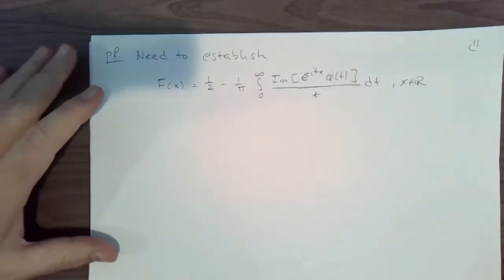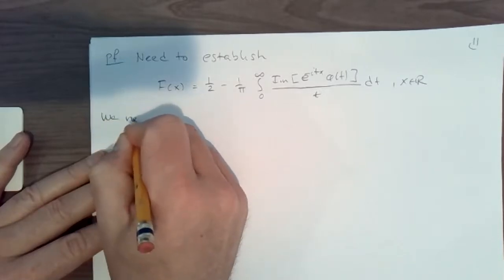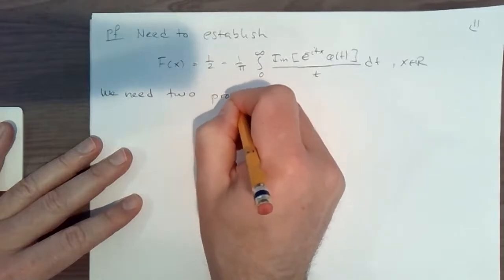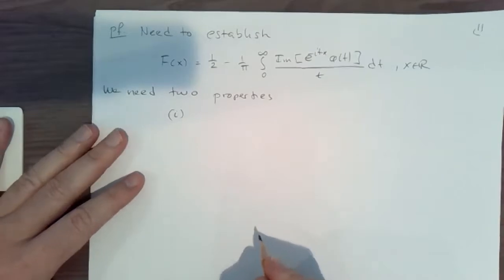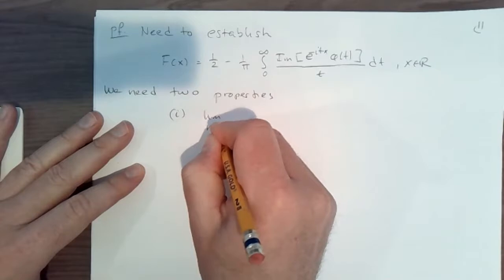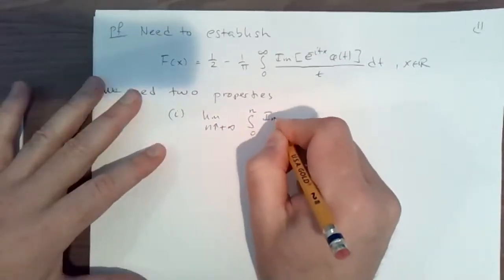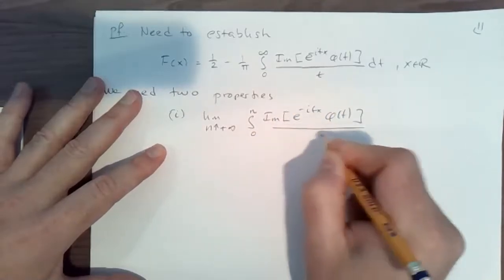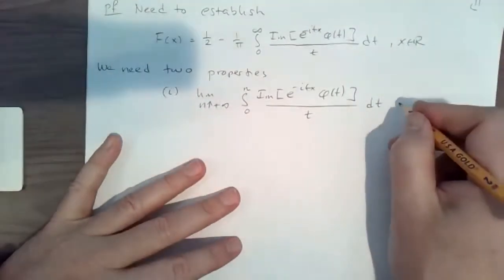Right, so here we're claiming, so we need two properties. So one, we're claiming that this is an improper integral. Right? So we're claiming here that the limit as n goes to infinity of the integral from 0 to n of the imaginary component of e to the minus itx phi(t) over t dt, that this limit exists.